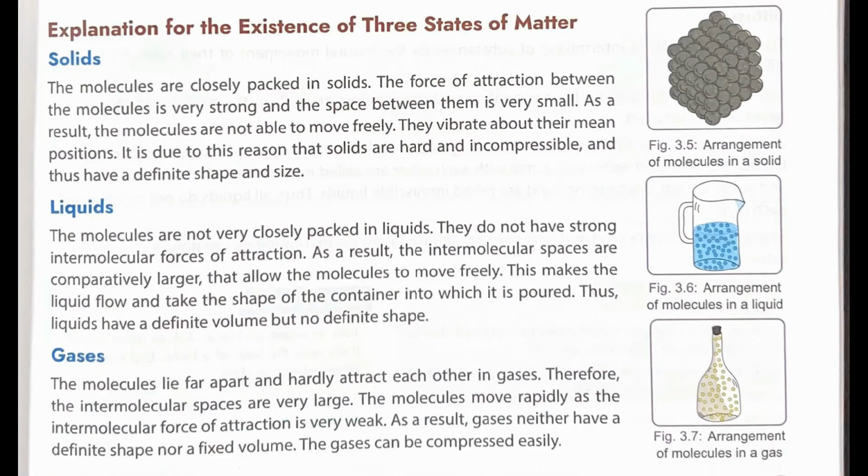So what is the explanation for the existence of three states of matter? In solids, the molecules are closely packed. The force of attraction between the molecules is very strong and the space between them is very small. As a result, the molecules are not able to move freely. They vibrate about their mean positions. It is due to this reason that solids are hard and incompressible and thus have a definite shape and size.